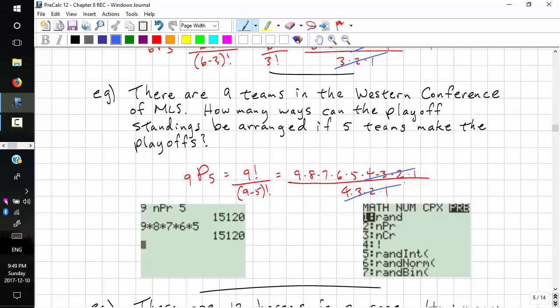This is a lot harder to do in our heads, even if we tried to find shortcuts. So we use the calculator. You go n, permute 5, and you get 15120. Okay, and you can do the same thing on the Casio.